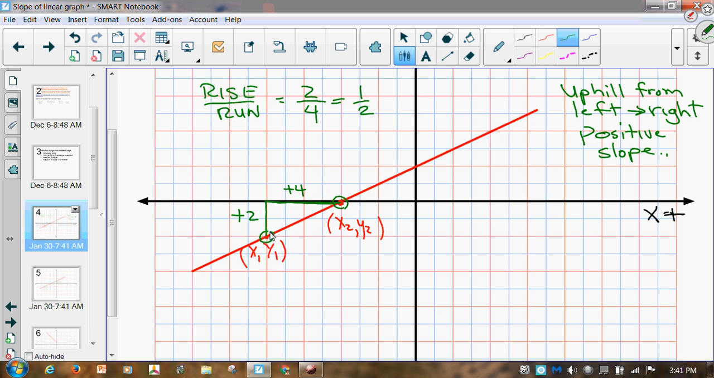Okay, so that's a positive slope going uphill from left to right. And as you can imagine, if we were going downhill from left to right, then that would be a negative slope. Okay, now what I want to do is we've looked at rise over run, but let's look at it in terms of the change in y divided by the change in x with some specific values.